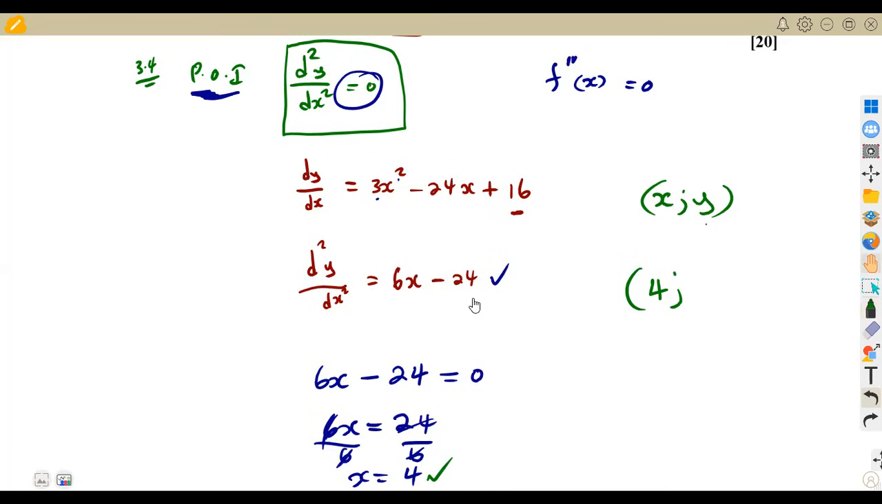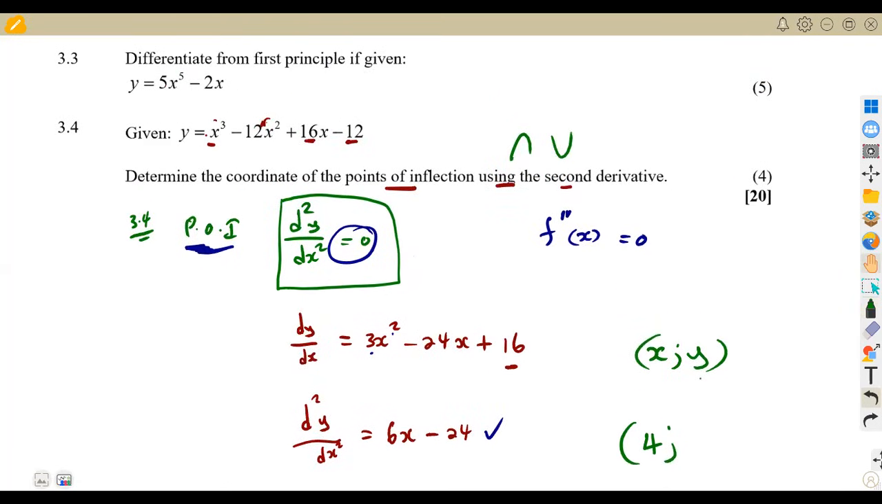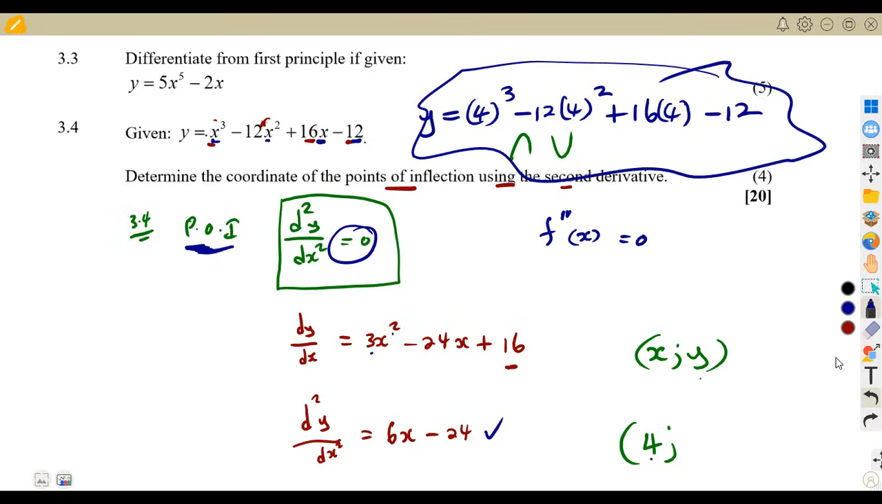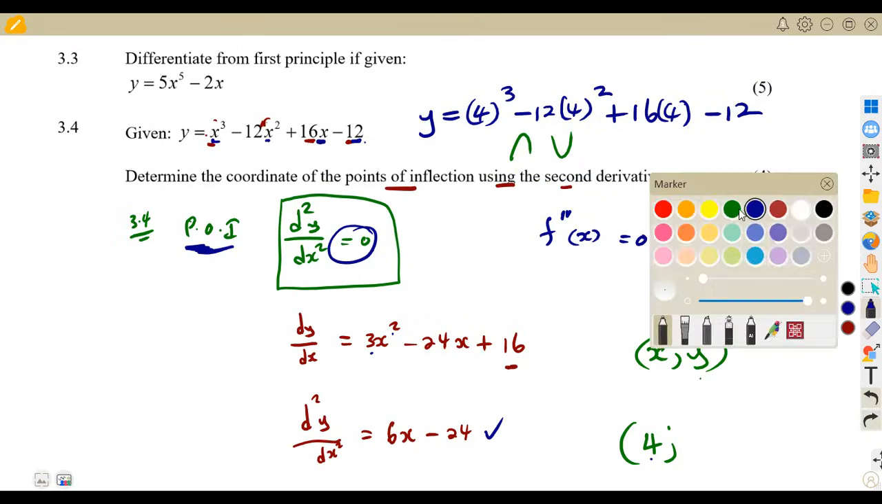So the value of y, we are going to obtain it from the original equation. Wherever there's x, we are going to substitute a 4. So y is going to be equal to 4 to the exponent of 3, minus 12 into 4 to the exponent of 2, plus 16 times 4, then minus 12, because we do not have x there. So this is how we are supposed to find the value of y from the original equation.